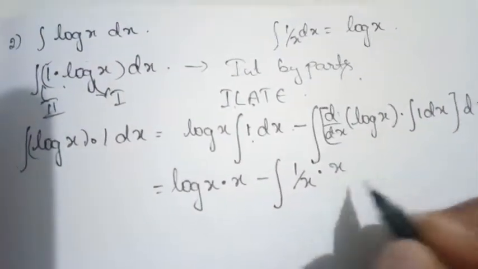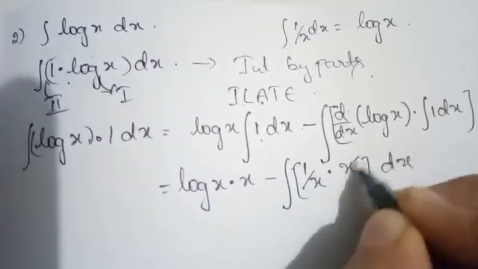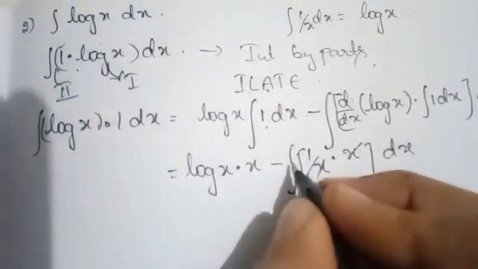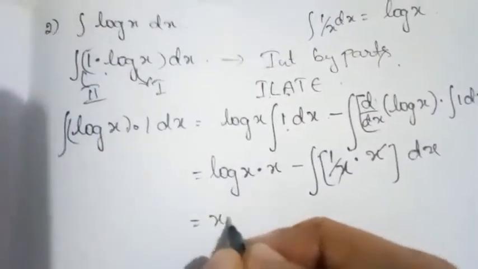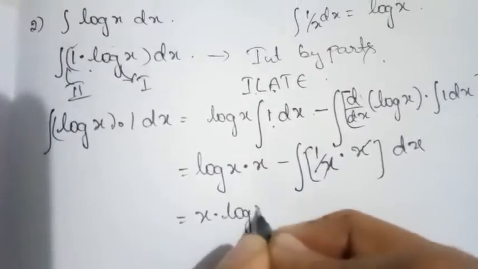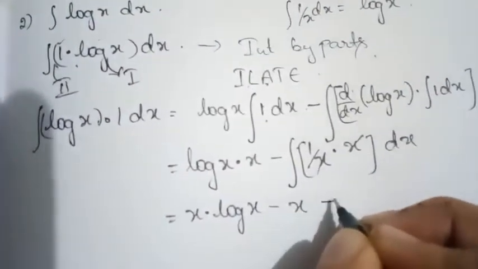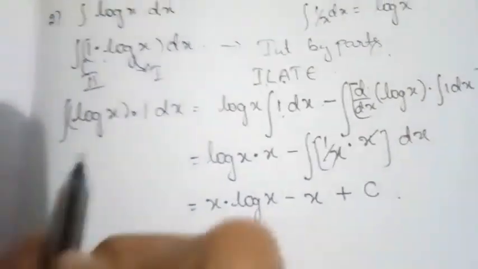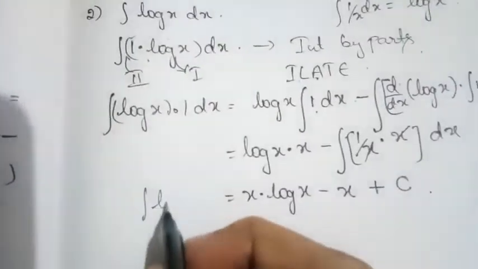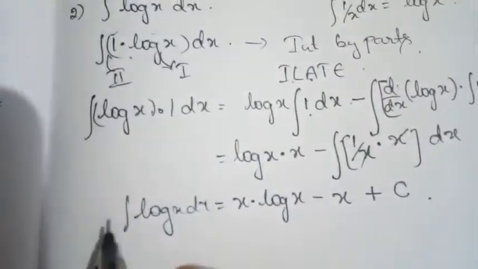It is x into dx. Here again x cancels. We are left with integration of 1 dx. So what is that? X into log x minus integration of 1 dx is again x plus c. So what is the integral of log x? The integral of log x dx is x log x minus x plus c.